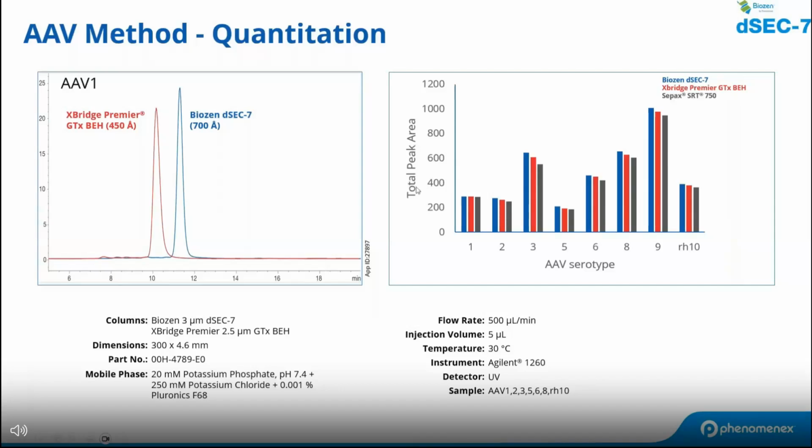The peak area is shown on the left here. This is the total peak area of the AAV monomer plus any impurities or aggregates that you have within your sample. The bottom here again is the AAV serotype. When you look across this data, what you see is our BioZen D67 actually recovers the same peak area or slightly a little bit more than all the other commercially available columns out there.